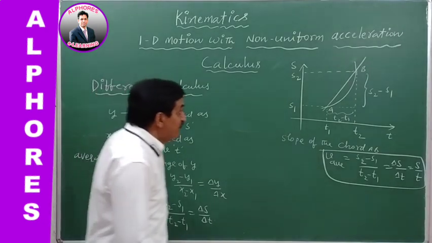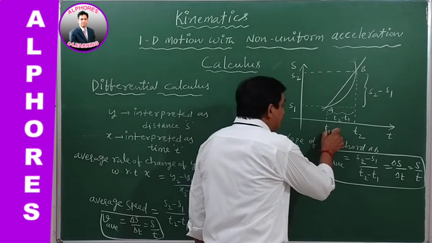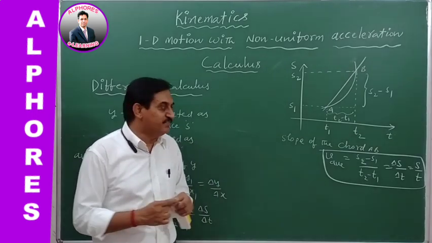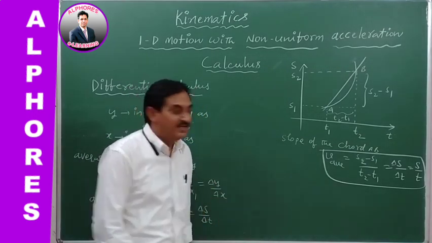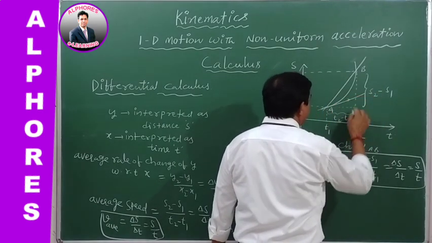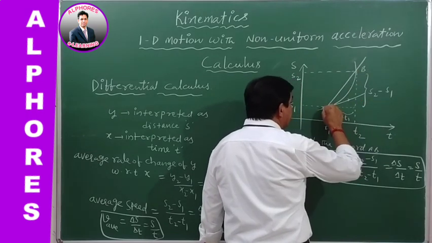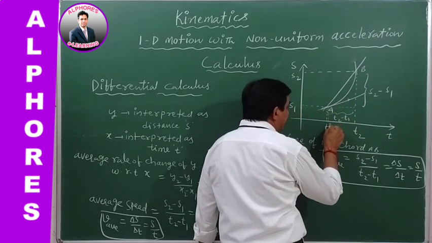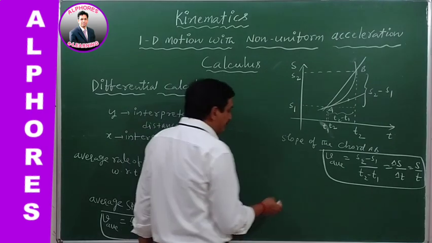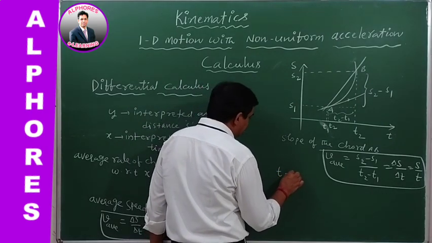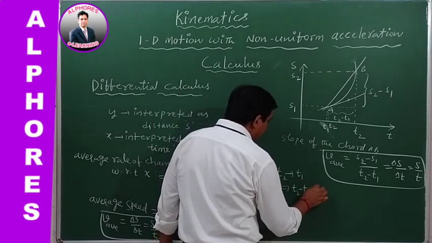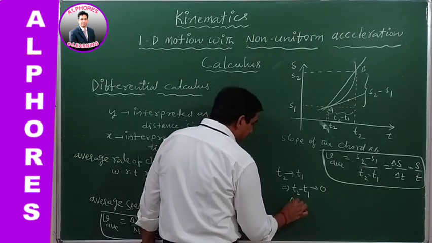Now if we apply the limit: T1 and T2 have a big gap. When we reduce this gap, T2 tends to T1, and this chord becomes a tangent at point A. T1 and T2 are very close, the gap is negligible. Therefore T2 tends to T1, which leads to T2 minus T1 tending to 0, so delta T tends to 0.